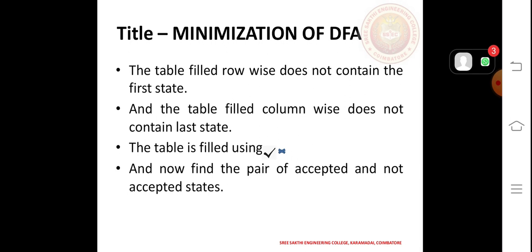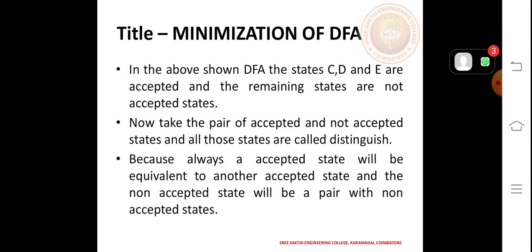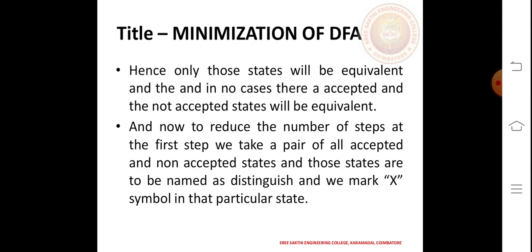Now we have to find the pairs of accepted and non-accepted states. In the DFA shown, the states C, D and E are accepted states and the remaining states are the non-accepted states. Take each pair of an accepted and a non-accepted state, and mark all those as distinguished with a cross symbol, because when we consider minimization or equivalence of DFA, an accepted state is paired with another accepted state, or a non-accepted state with another non-accepted state. Hence only those states will be equivalent, and an accepted and a non-accepted state are never equivalent.